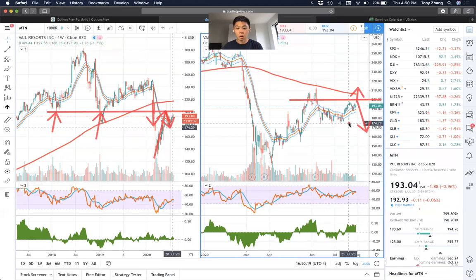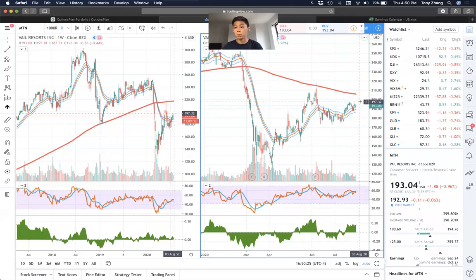You know, targets 170 to the downside, 153, 130 to the downside. So you can really buy a put spread.